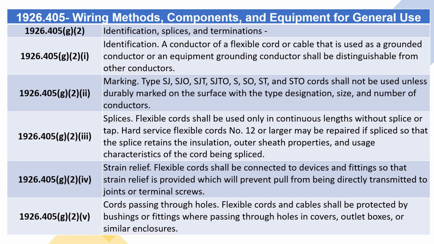1926.405 G2(iv). Strain relief. Flexible cords shall be connected to devices and fittings so that strain relief is provided, which will prevent pull from being directly transmitted to joints or terminal screws. 1926.405 G2(v). Cords passing through holes. Flexible cords and cables shall be protected by bushings or fittings where passing through holes in covers, outlet boxes, or similar enclosures.